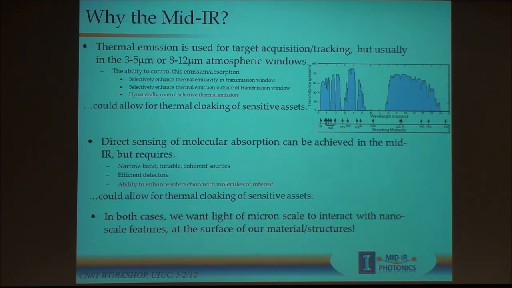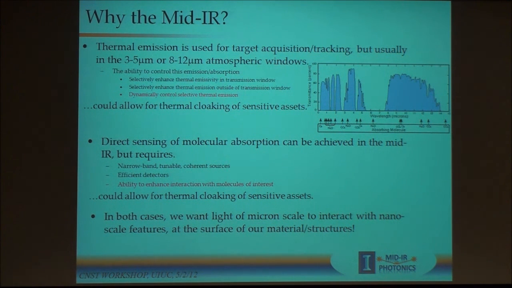In terms of the sensing side of things, what we're interested in is detecting the presence of these molecules using mid-infrared light, using this absorption signature. And to do that, you need sources, you need detectors, but you also need a way to interact your light with these molecules. These molecules are on the nanoscale, and your light is on the micron scale. So you have to figure out a way to be able to confine your optical mode in such a way that you can get strong interaction between that light and the molecule of interest.